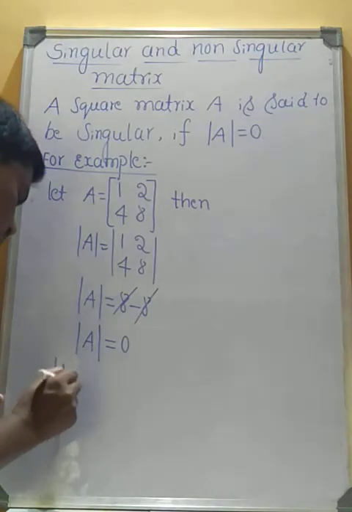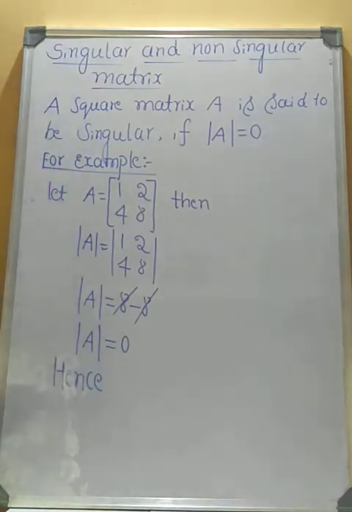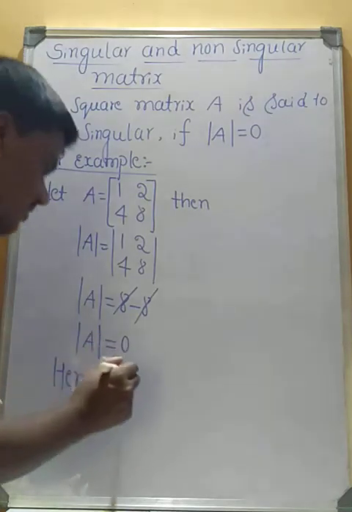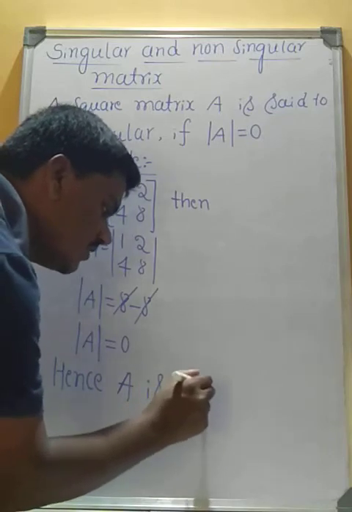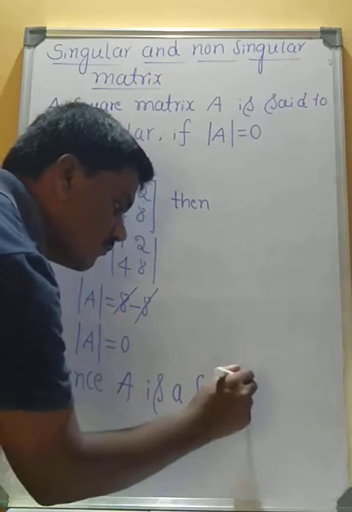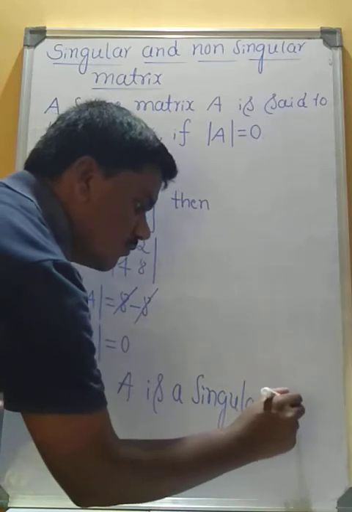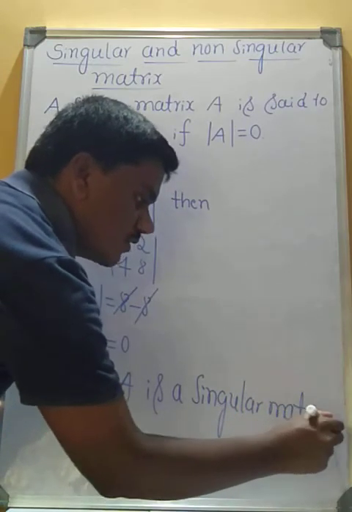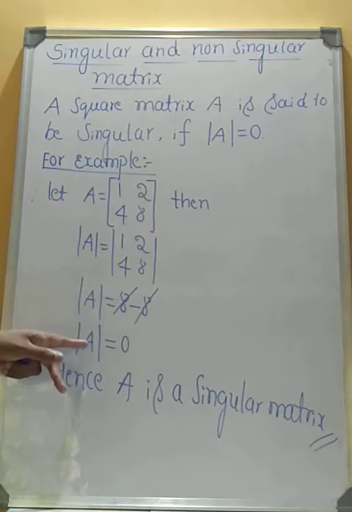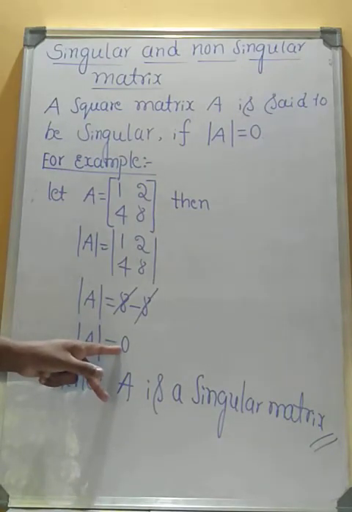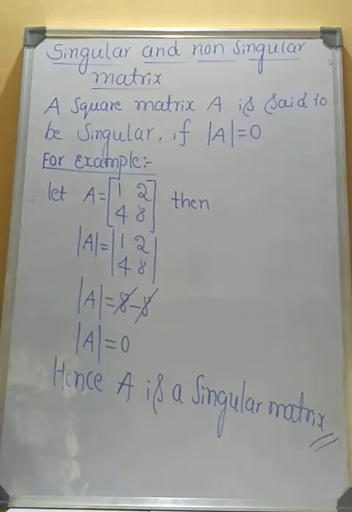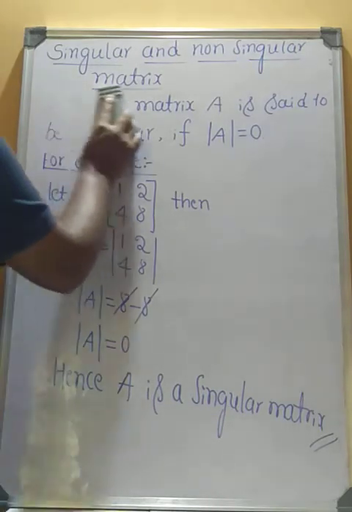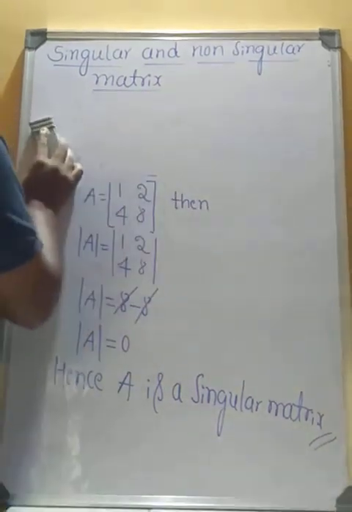Hence matrix A is singular. Hence A is a singular matrix. Clear? Determinant of A equal to 0. Hence the given matrix A is singular matrix. Then non-singular matrix.